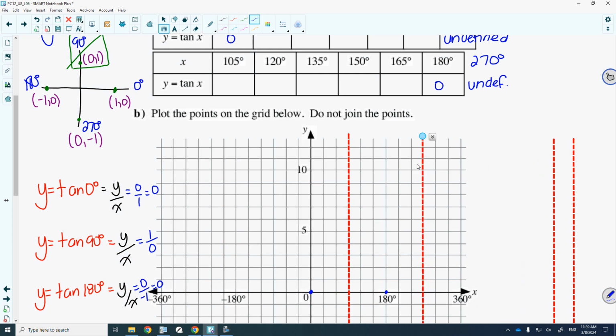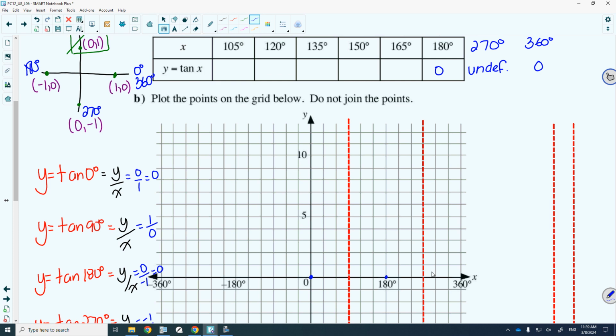And then even though it didn't ask for 360, let's figure out what the tan of 360 degrees would be. So one complete rotation around the circle would be here. Tan of 360 would be y divided by x. 0 divided by 1 is 0. So another x-intercept here.